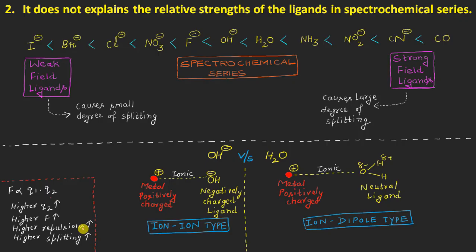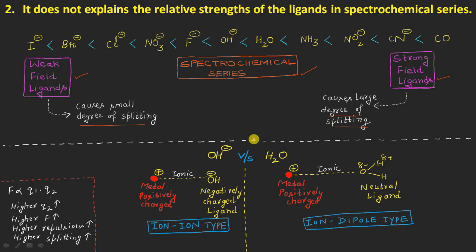So now coming on to the second important limitation, it does not explain the relative strength of the ligands in case of the spectrochemical series, which you can see here on your screen. On the left hand side are present the weak field ligands, which cause a small degree of splitting, right? And on the other hand, on the right hand side, there are present the strong field ligands, which cause a large degree of splitting when the ligands approach the central metal ion.